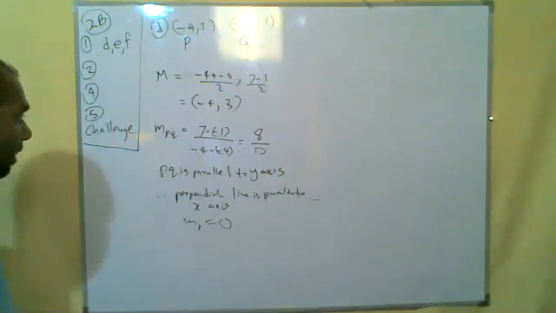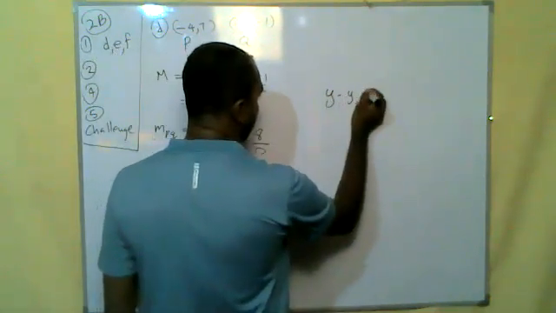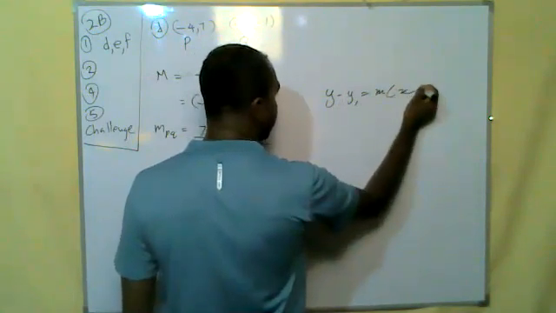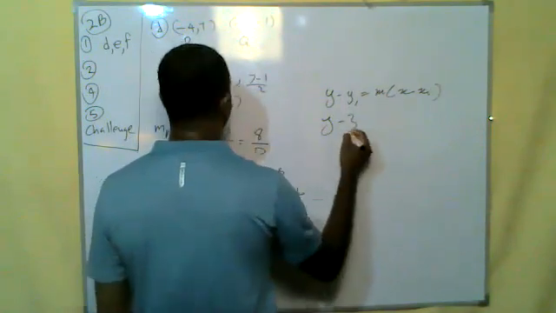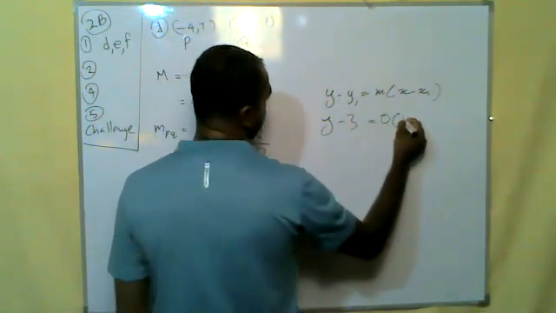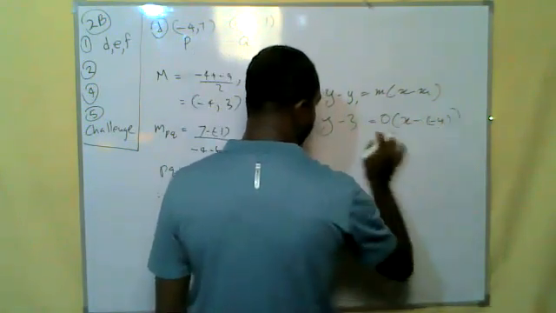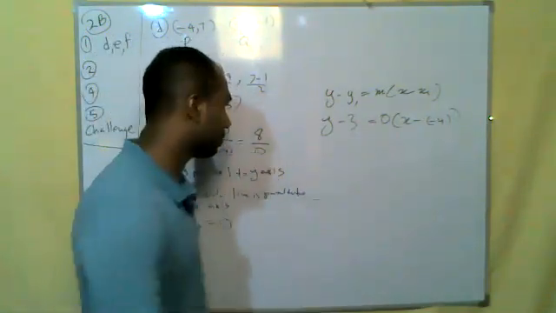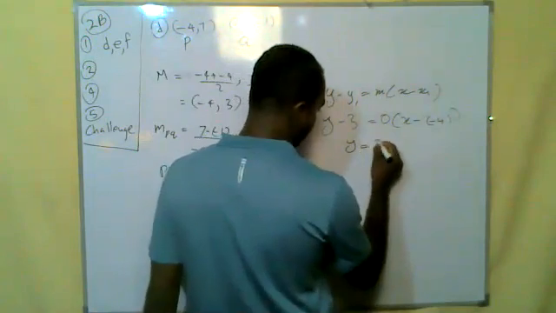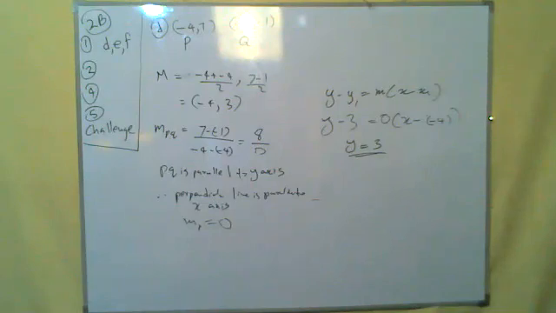Now you can write the equation of that line, no? y minus y1 equals gradient times x minus x1. What is y1? 3 here. Gradient 0 times x minus -4. It doesn't matter whatever we put inside the bracket, when we multiply by 0, it's 0. So what is going to be the equation? y equals 3. Okay, this is the equation of the perpendicular line.